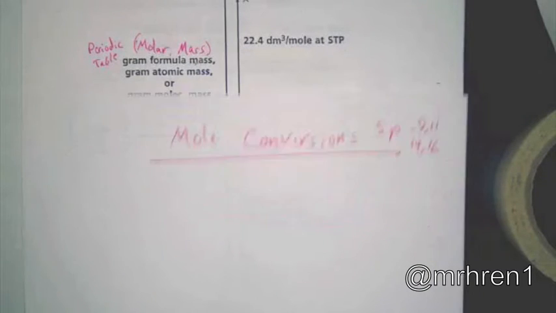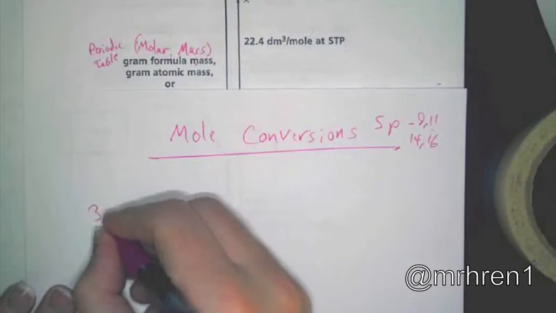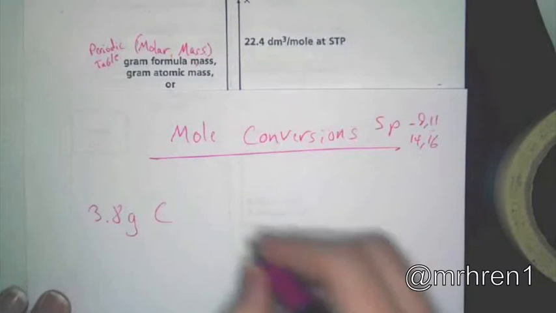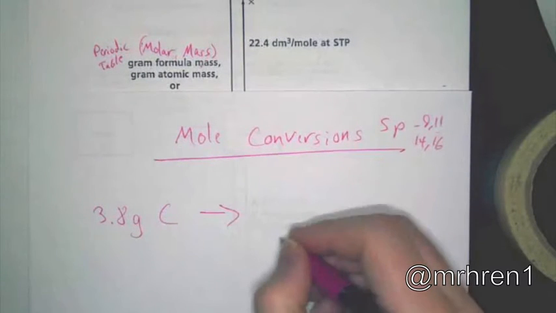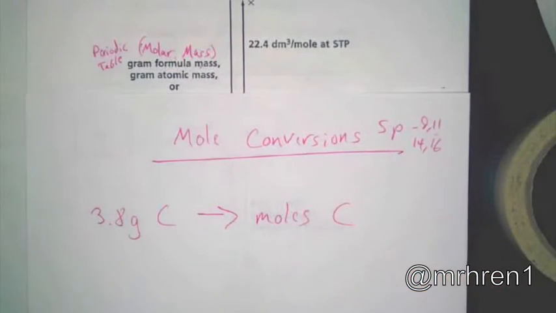Now, what I would like to do first, let's just do a really basic example here. So let's say we've got 3.8 grams of carbon, and the problem says convert that to moles of carbon. All right, that's what it says.